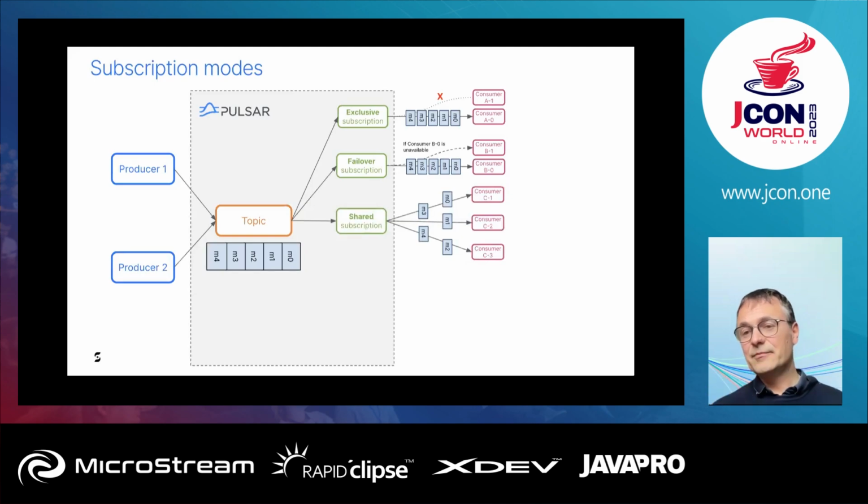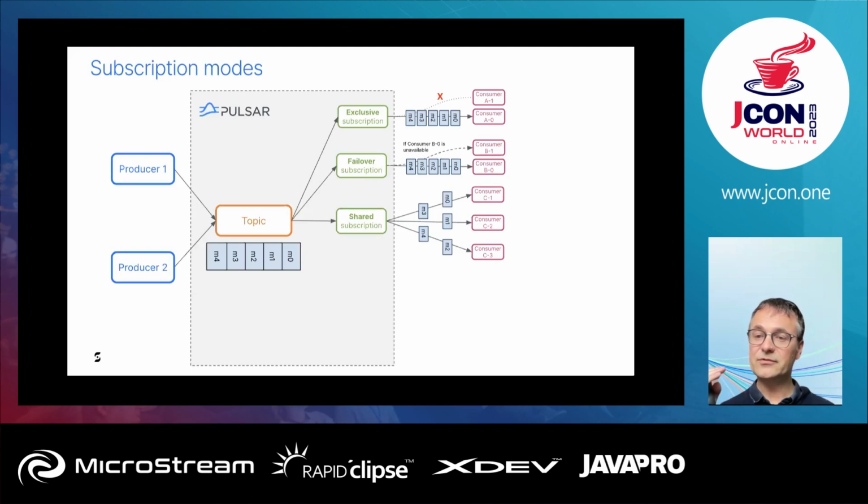Now you also have the shared mode. So with the shared mode, messages will be delivered to multiple consumers this time. So the subscription will deliver the messages to consumers in a round-robin fashion. If you need to consume messages faster, you just have to add new consumers, and that's it. It's also easy to remove consumers to save resources as well.